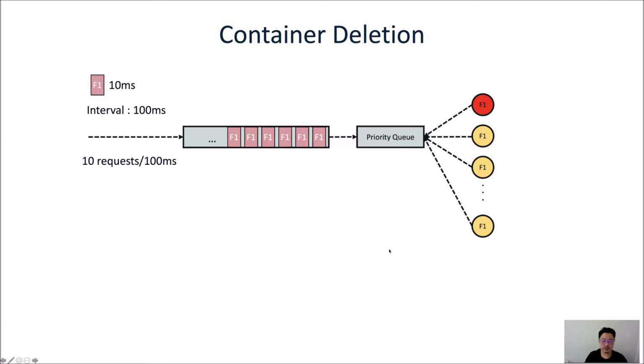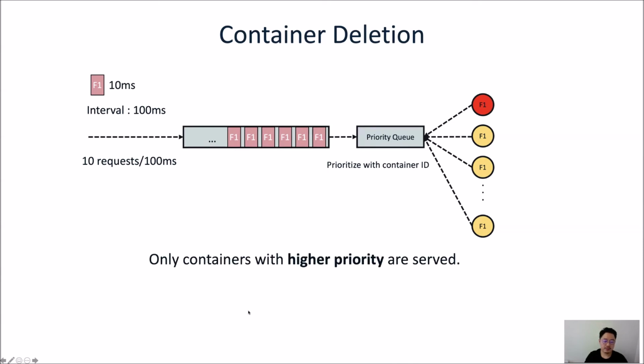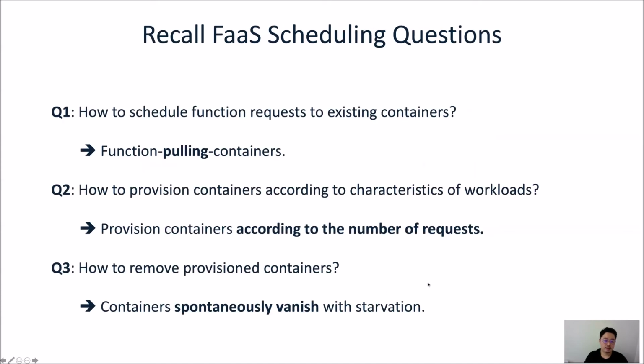This is possible because we introduced a priority queue. This priority queue prioritizes a fetch request from a container with its container ID. So only containers with a higher priority are served. So in this way, we schedule function requests to existing containers with the function-pulling containers by the pull method. And we provision containers according to the number of requests. Our containers spontaneously vanish with starvation, so we can keep the required number of containers.